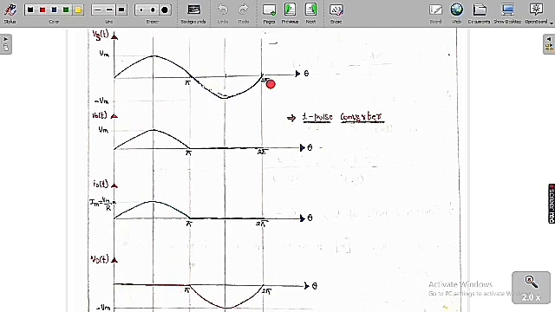Whereas in pi to 2 pi the supply voltage is less than 0. Less than 0 means negative. So we can say that the diode is reverse biased. So the diode is off, therefore the diode is open circuited. So the output voltage is equal to 0. As the output voltage is equal to 0, the output current is also equal to 0. As the output current is equal to 0, the source current is also equal to 0.